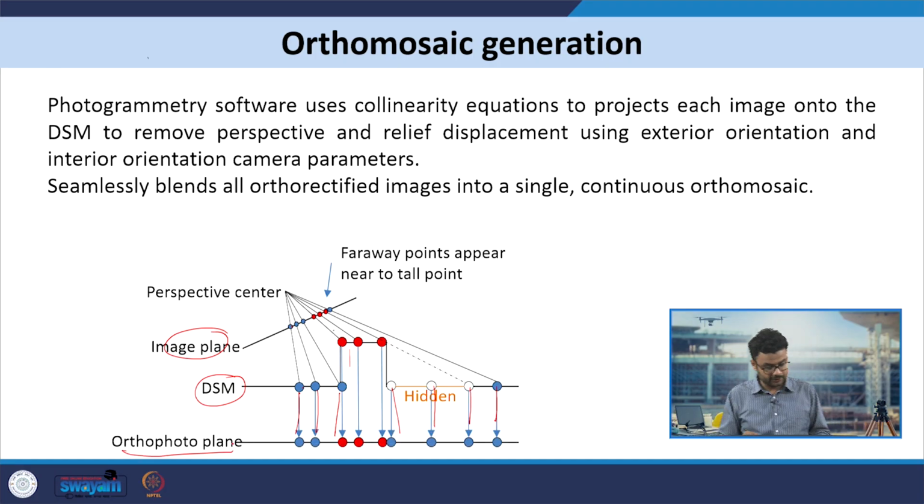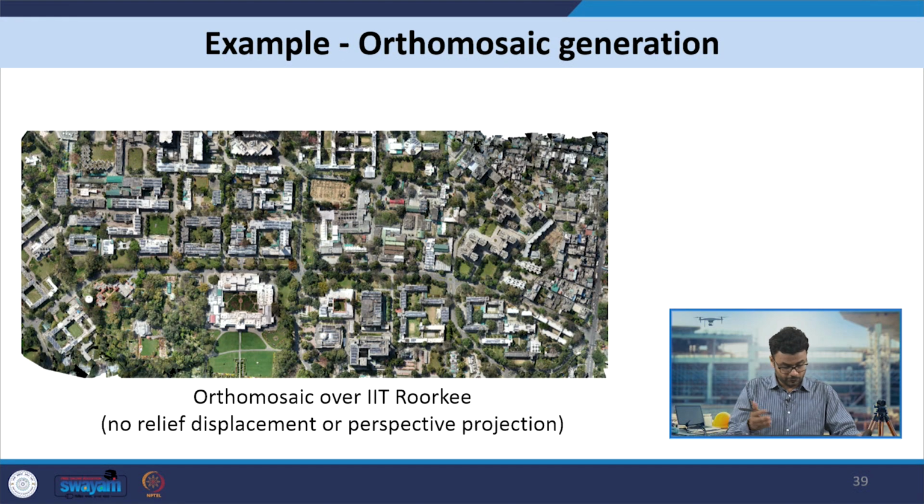So, the orthophoto is generated through this process, and by seamlessly blending all the orthophotos, also known as orthorectified images, it can be converted into a single continuous orthomosaic. So, this for example shows an orthomosaic over IIT Roorkee, and you can see there is no relief displacement or there is no perspective projection over this area, over the orthomosaic image.